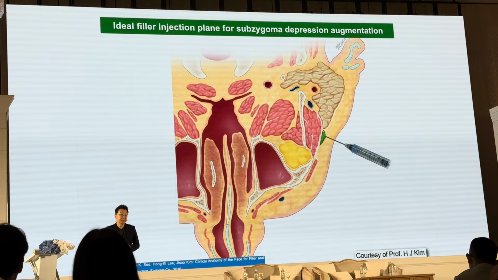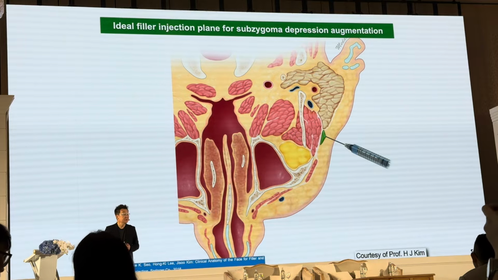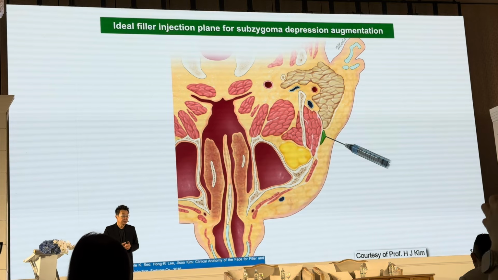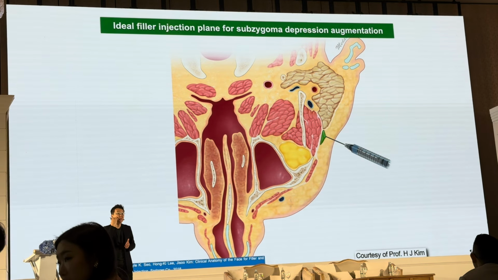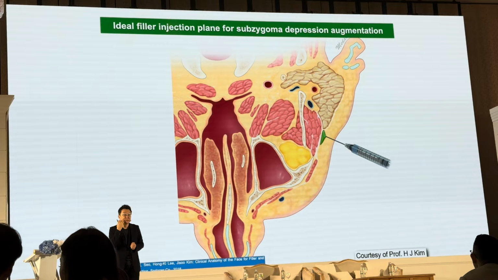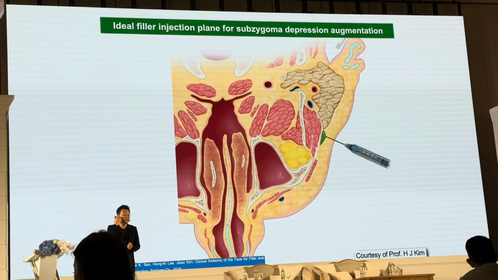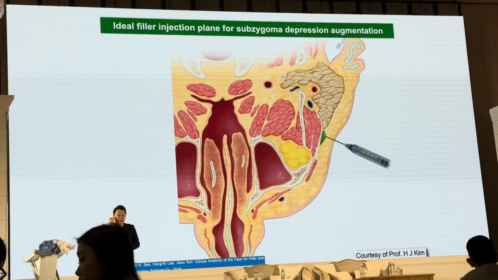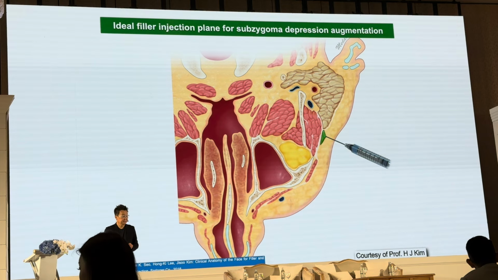So consider the longevity. We suggest that subcutaneous injection is enough. When you inject the deep plane, most of the product moves into the buccal space areas. So if you want to make volume in the buccal space, you can inject the subSMAS plane along the zygomatic arch. Naturally, it migrates into the buccal space.